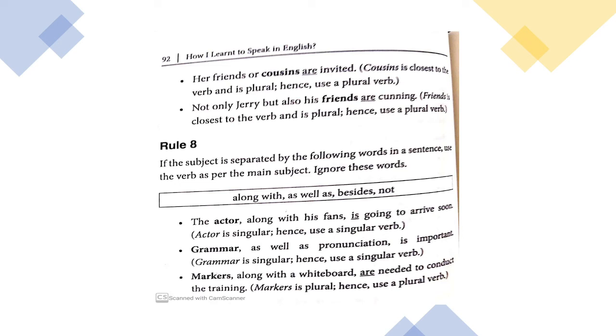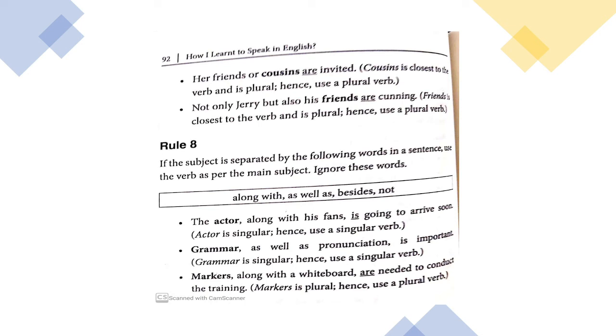Rule number 8. If the subject is separated by the following words in a sentence, use the verb as per the main subject. Ignore these words: along with, as well as, beside, not. The actor, along with his fans, is going to arrive soon. Actor is singular, hence use the singular verb.